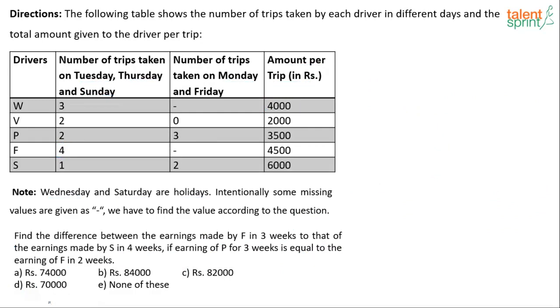Next question. Same data. Try it out now. What does it say? Find the difference between the earnings made by F in 3 weeks to that of the earnings made by S in 4 weeks.